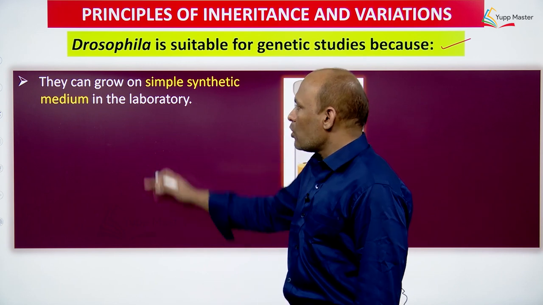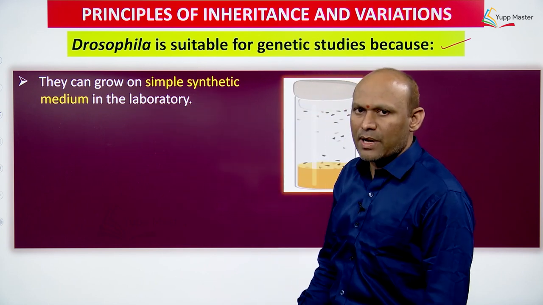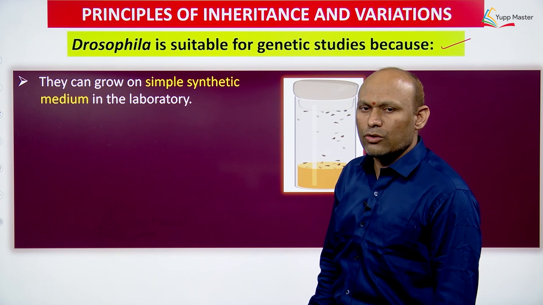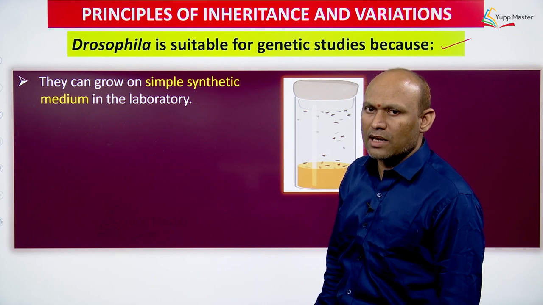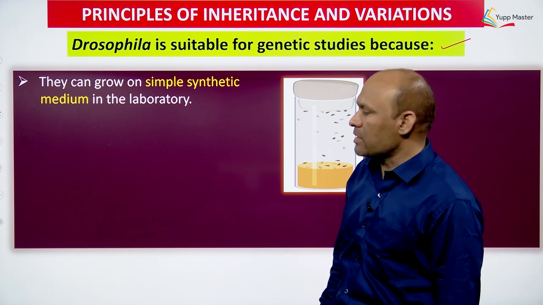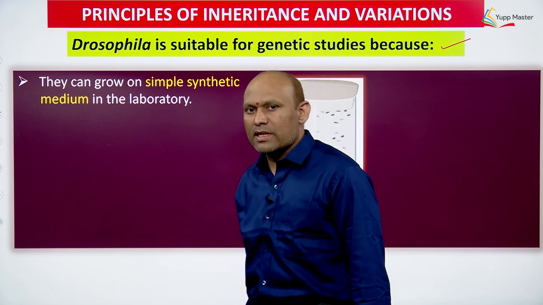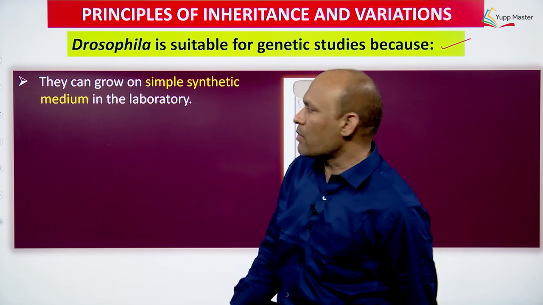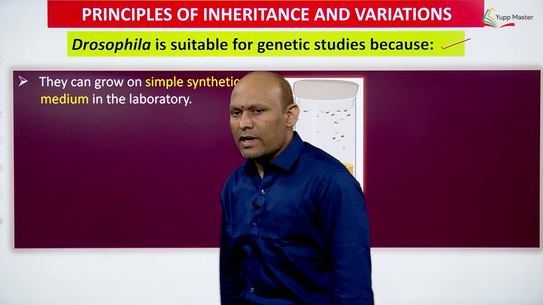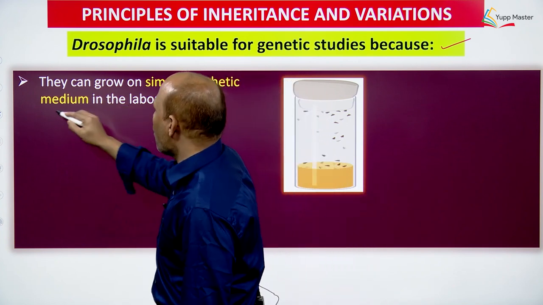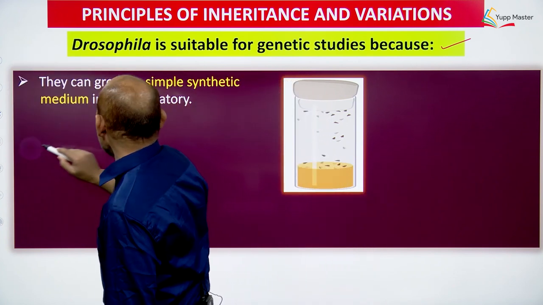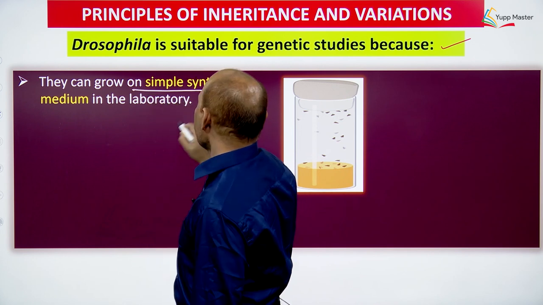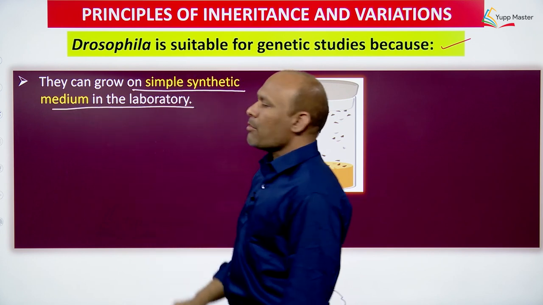Let us see why Drosophila was selected as an experimental or model organism to carry out his experiments, dear students. There are several reasons behind it. So what are those reasons? Let us try to understand them one by one. See, Drosophila can be grown on a simple synthetic medium in the laboratory, dear students.